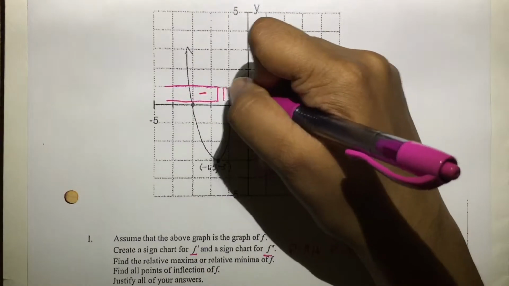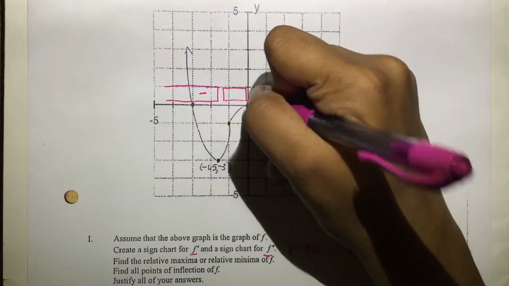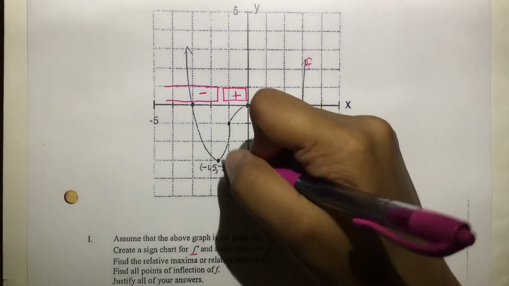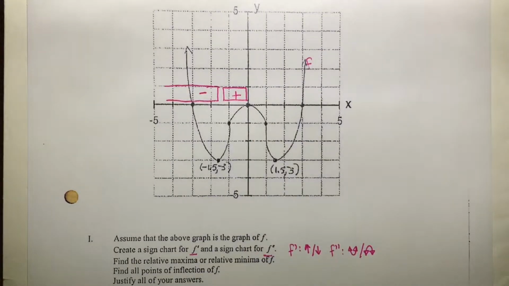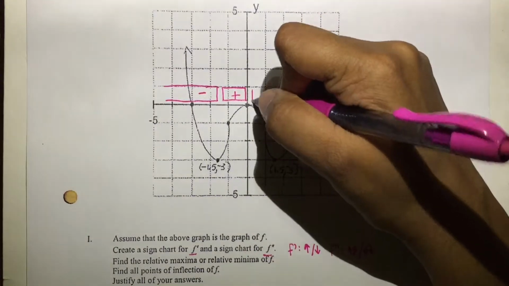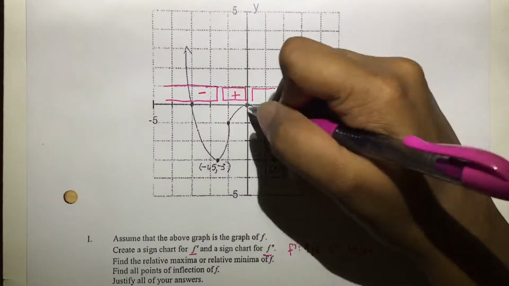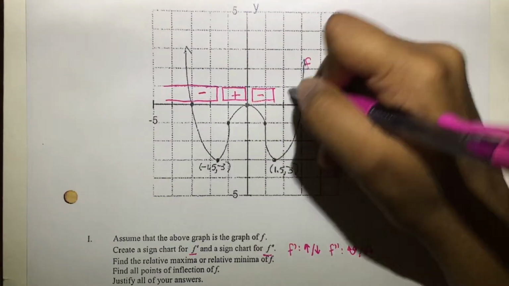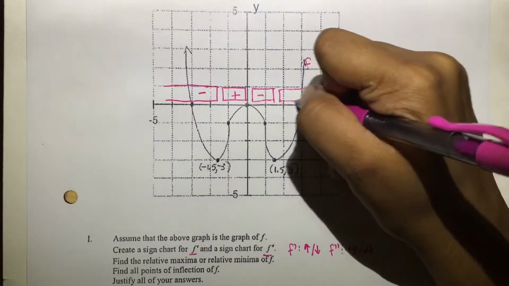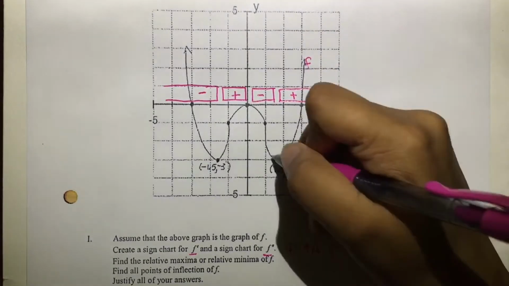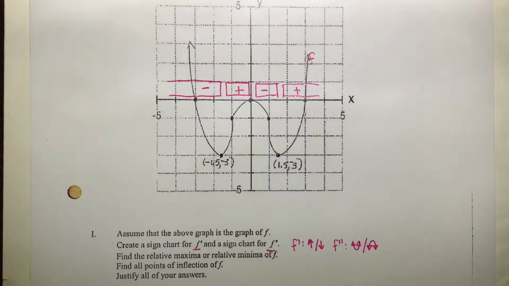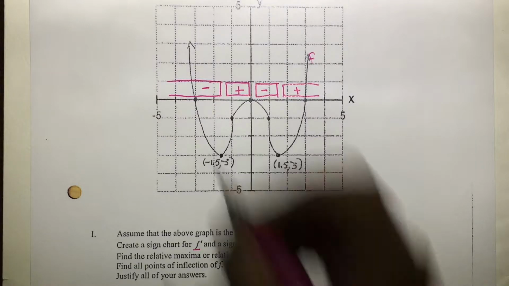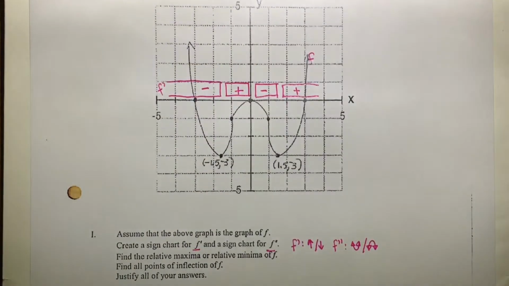Now the graph is increasing up until the point 0, 0, so we can make that interval positive. And next, the graph is decreasing until the point 1.5, negative 3, so we can make that interval negative because it's decreasing. And finally, the graph is increasing from there, so we can make the rest of the interval positive. And that is for the f prime sign chart.